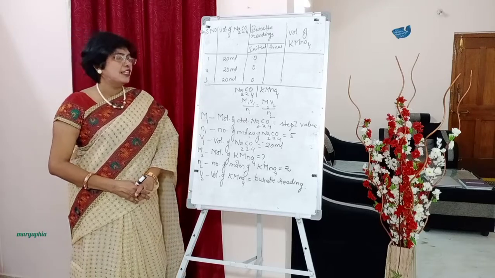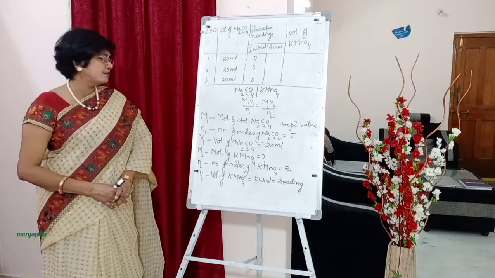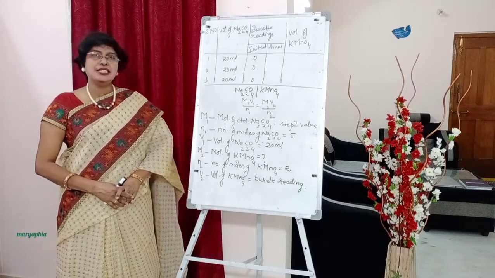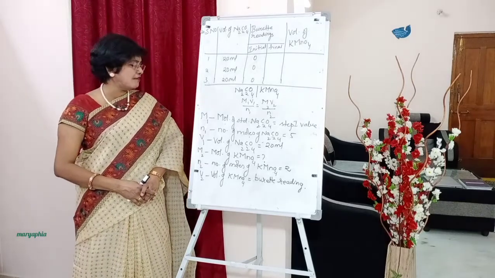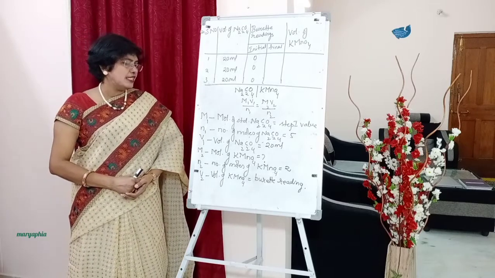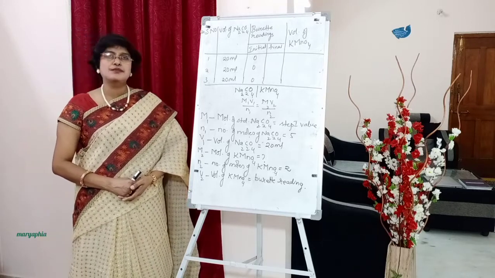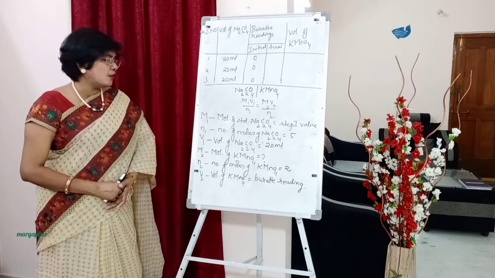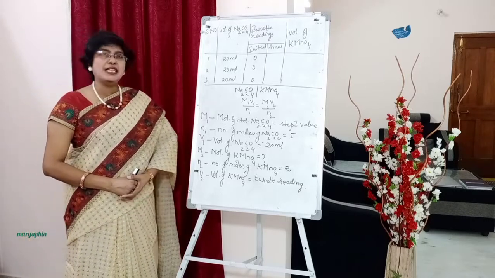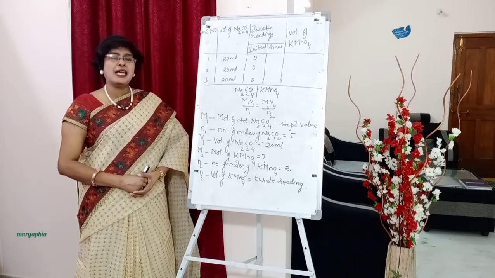Next, N1, number of moles of Na2C2O4 from the reaction, 5. V1, volume of Na2C2O4, 20 ml. Okay, this is about M1, N1, V1. Next, M2. This is the molarity of KMnO4, which is to be calculated. N2, number of moles of KMnO4 from the reaction. How many? 2.